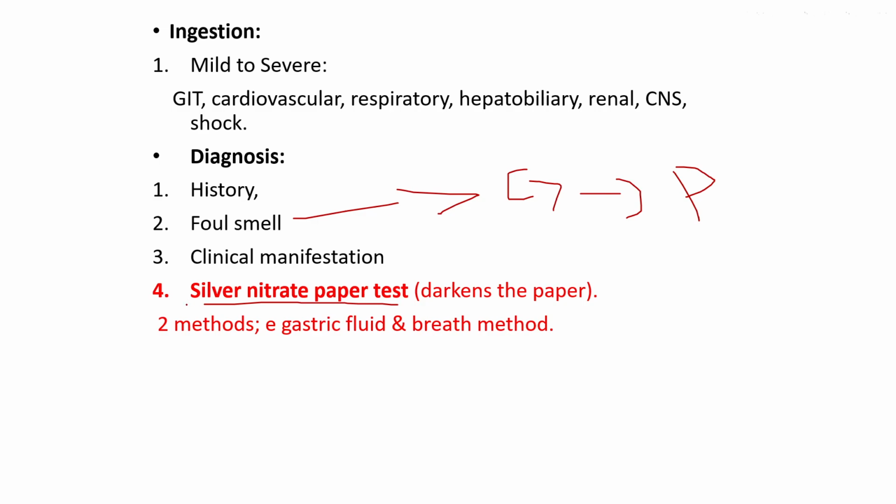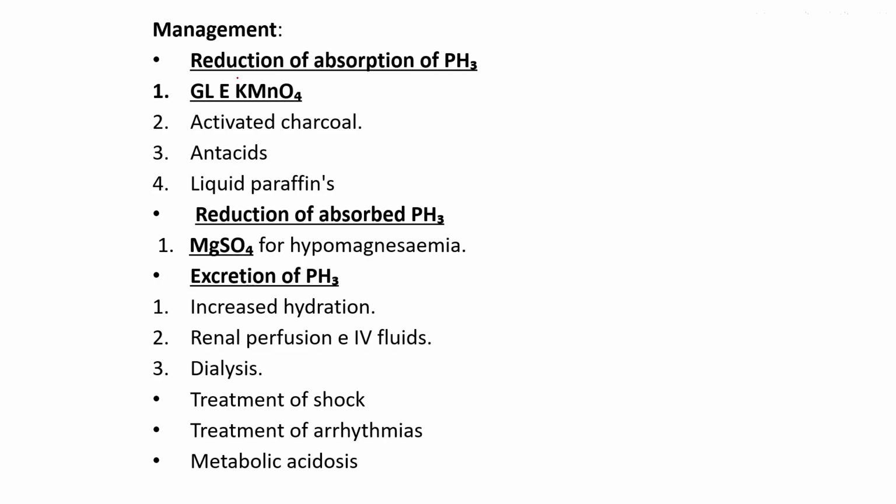We will take the blood or the gastric content and put it on the silver nitrate paper. It will turn into a dark color. So, two methods: I will take the gastric contents or take the breath, put it on the silver nitrate and wait for the color darkening. If it's dark, then we can say that it contains phosphate compounds or specifically aluminum phosphide.